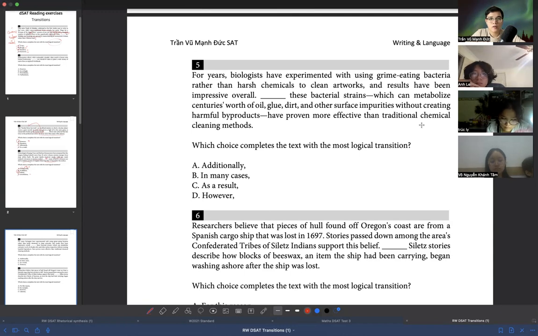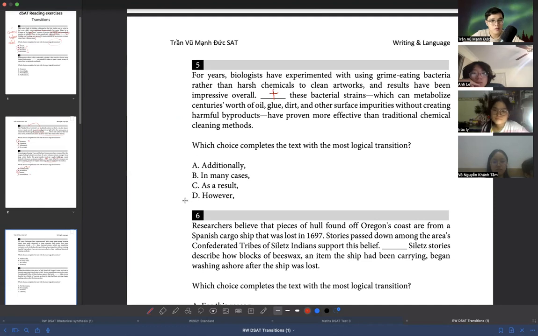Let's see. For years, biologists have experimented with using grime-eating bacteria rather than harsh chemicals to clean artwork, and results have been impressive overall. These bacterial strains, which can metabolize centuries' worth of oil, glue, dirt, and other surface impurities without creating harmful byproducts, have proven more effective than traditional chemical cleaning methods. Let's see, you chose A. Firstly, we can see that this will be a supporting relationship. It won't be a contradicting relationship.